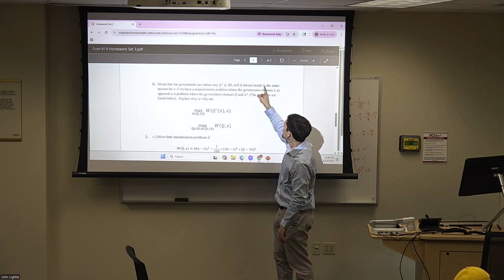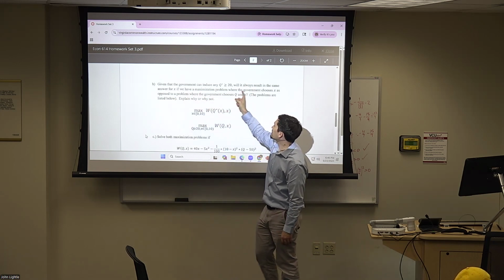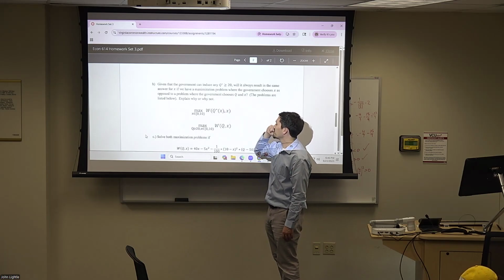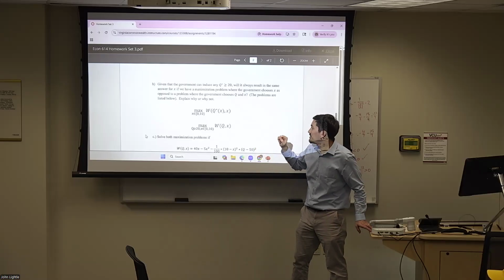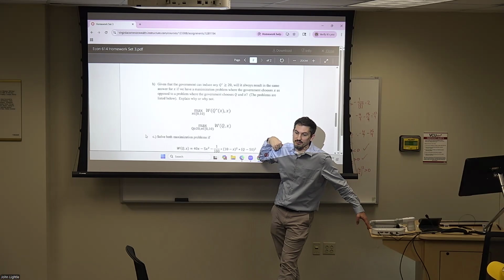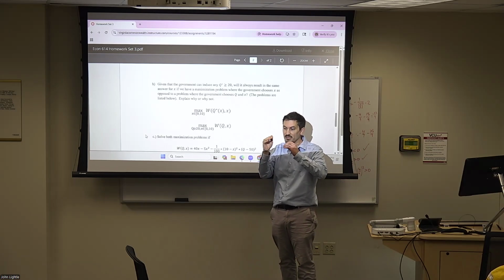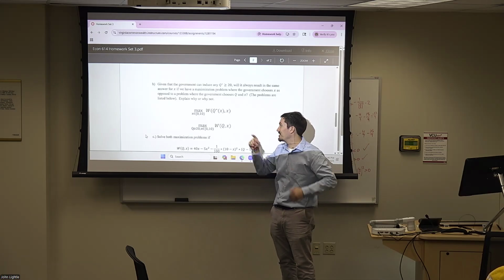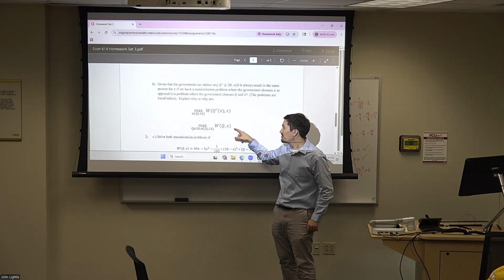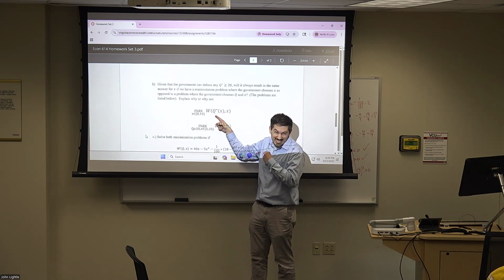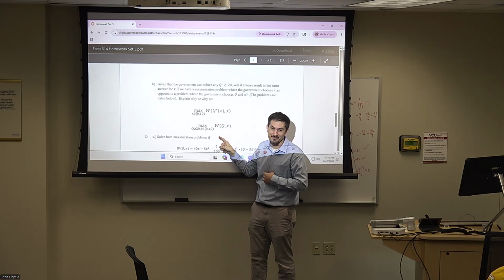What matters is, the question is, will it always result in the same answer for X? You have a maximization problem where the government chooses X, as opposed to the problem where the government chooses Q and X. It's only the case if the firm's interests are aligned with the government's. In other words, if the firm and the government have different interests for what Q should be with respect to X, then these two answers are going to be different. Because here, when you choose X and the firm chooses Q, if they're not going to choose exactly the same thing that I as the government would choose, then this problem is different than this problem.